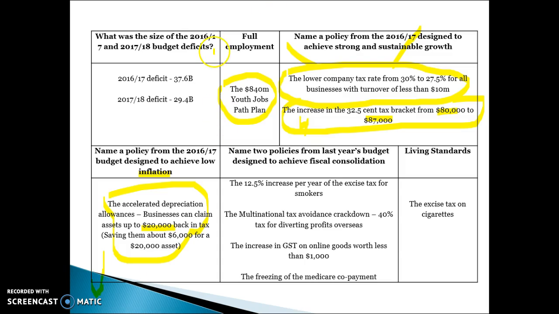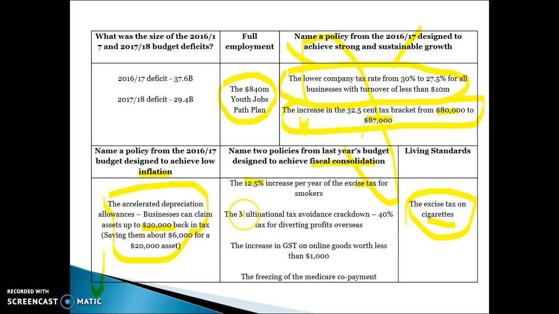Okay, one policy for full employment, one policy for strong and sustainable growth, one policy for low inflation. They're your three, and then, well, maybe two for growth. Policies that are getting us back into surplus or to achieve fiscal consolidation could include the excise tax on smokers of 12.5%, which is going up 12.5% for the next 3 years. That policy can also be used as a way to boost non-material living standards, as it helps to direct resources away from cigarettes and away from things that are going to cause things like lung cancer and emphysema, as well as reducing the strain on our healthcare resources.